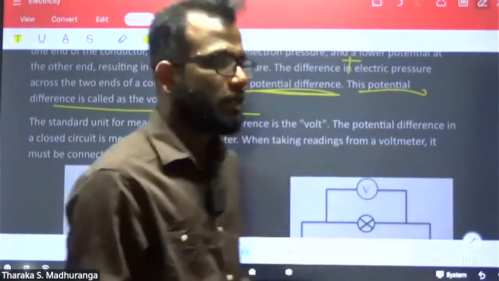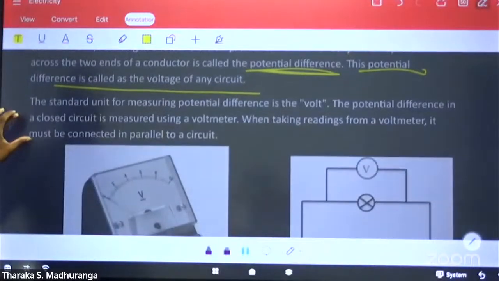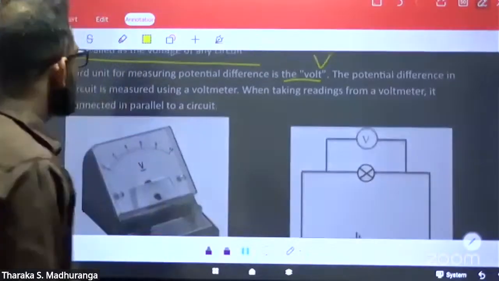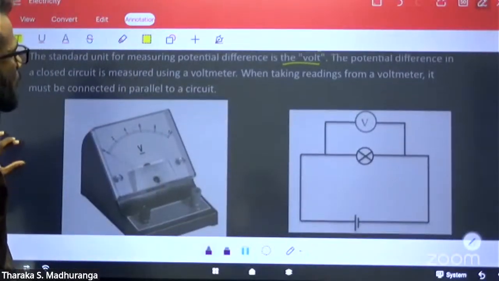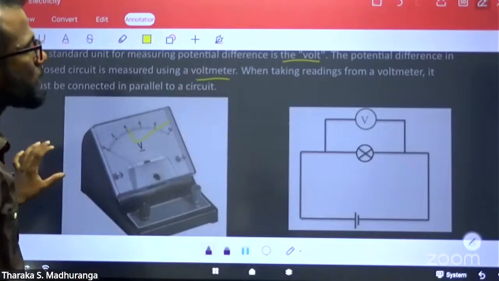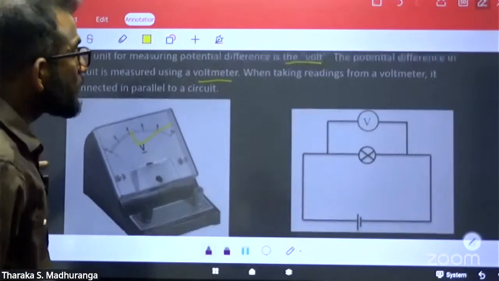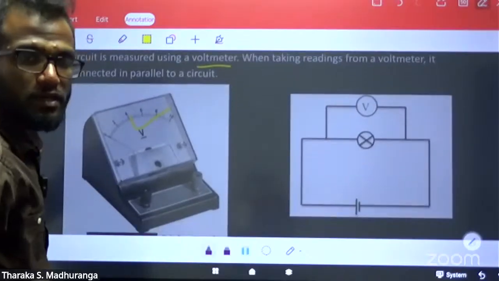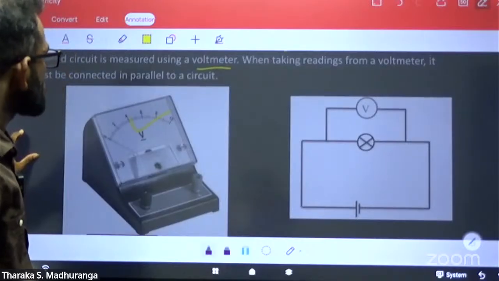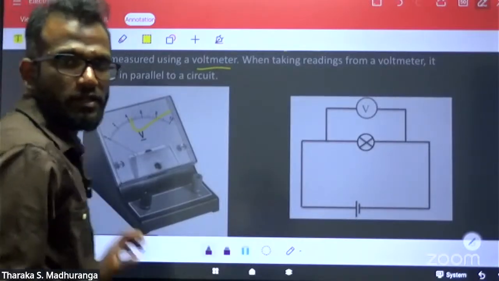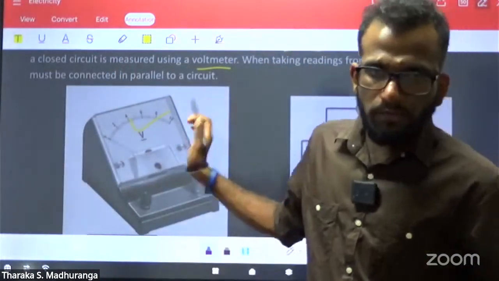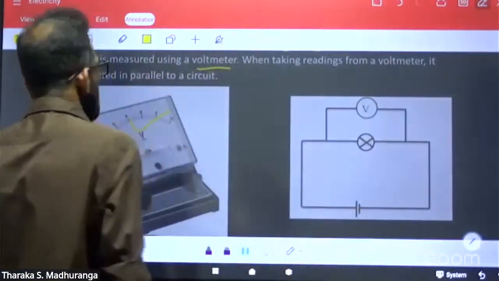Okay, that's the voltage. The standard unit is volt. The potential difference in a closed circuit is measured by a voltmeter. The voltmeter is connected to a closed circuit in parallel, not series. We need to connect it in parallel.